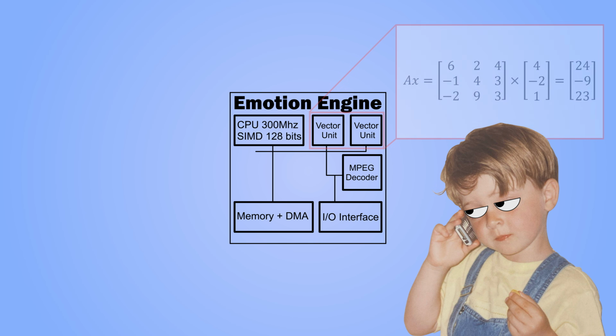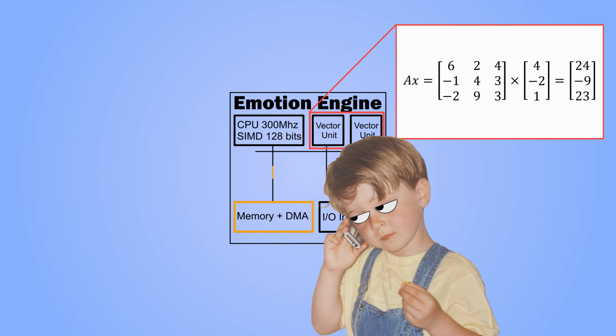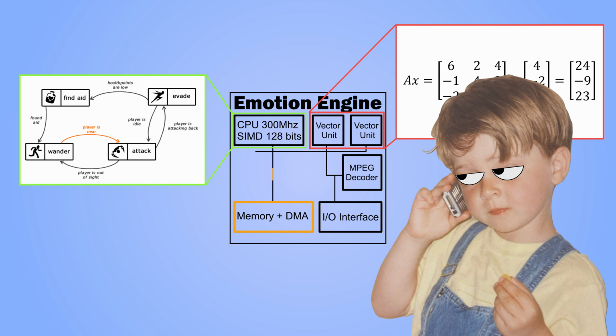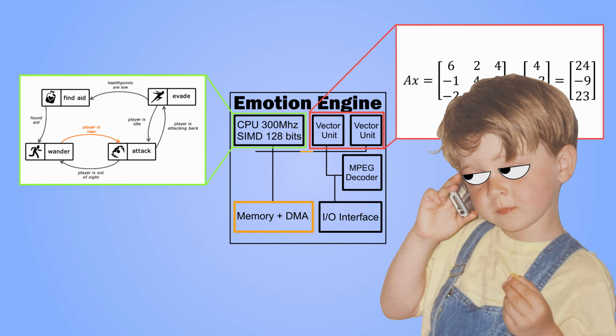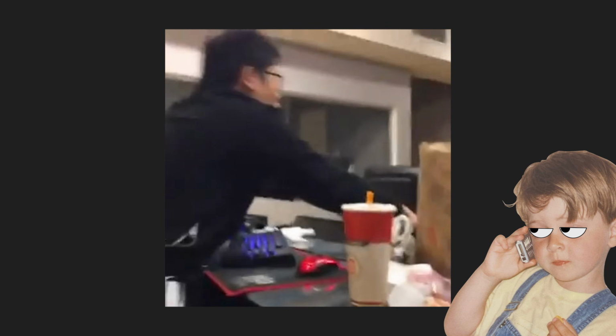And the best part, all of this was happening in parallel. The vector units doing math, the DMA controller moving data, the CPU handling game logic, everyone doing their job at the same time instead of forming a sad little line and waiting their turn. This is exactly the reason the PS2 earned its reputation as a nightmare to develop for.